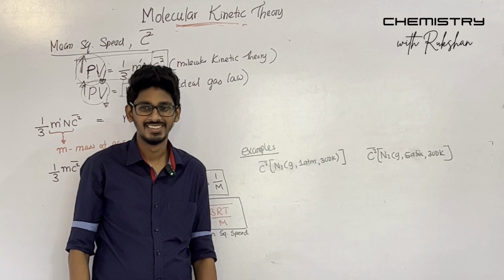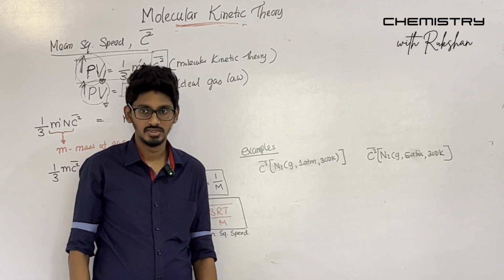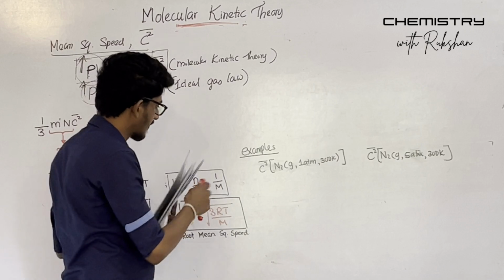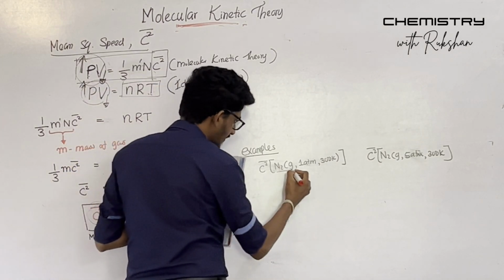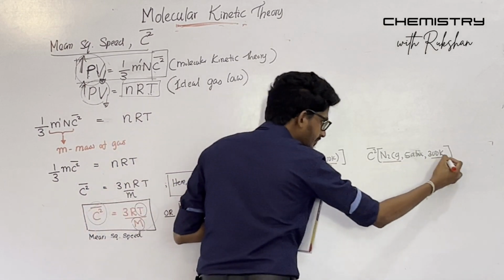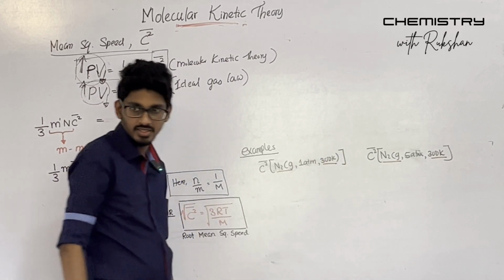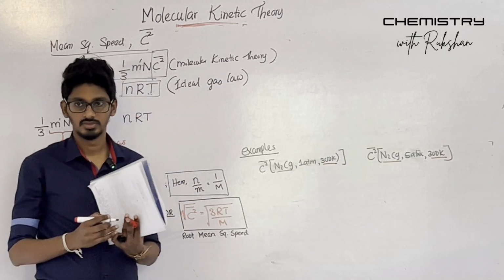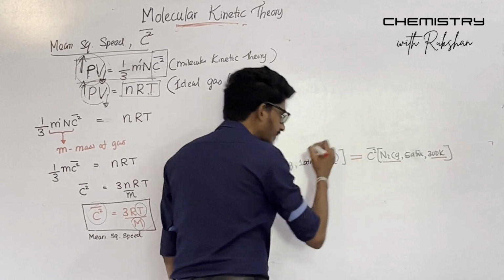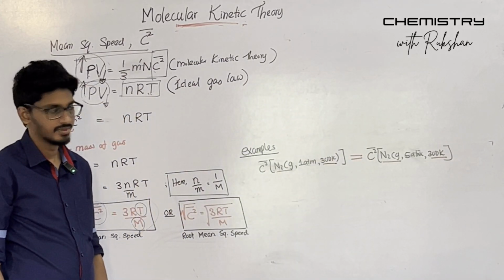Both are equal. Why is that? We are dealing with the same gas as well as the same temperature, wherein the pressure won't affect the C squared bar. That is the total idea. So the values are equal.